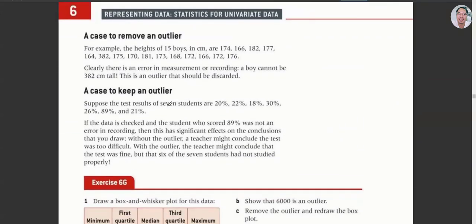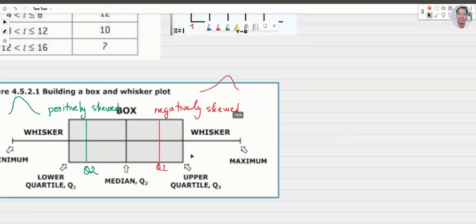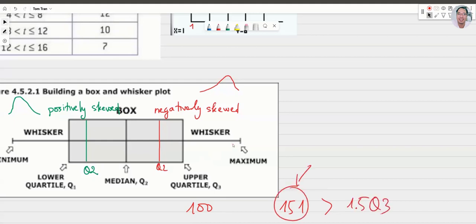An outlier is a value that is greater than the upper quartile by 1.5 times. For example, the upper quartile here is 100. If a value is 151, which is greater than 1.5 times the upper quartile, this value is called an outlier. It must be greater, not equal.